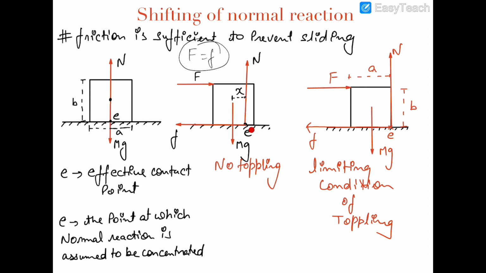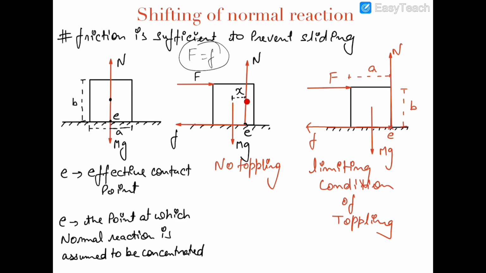So we can say that the effective point of contact is this one. Now it has shifted from this point to this point. And we all know that the normal reaction cannot go outside the block, because this normal reaction will depend on this contact surface of the block with the ground. So it cannot be outside the contact area of the block, because it is the normal reaction acting on the block only. So it has to lie inside the block.